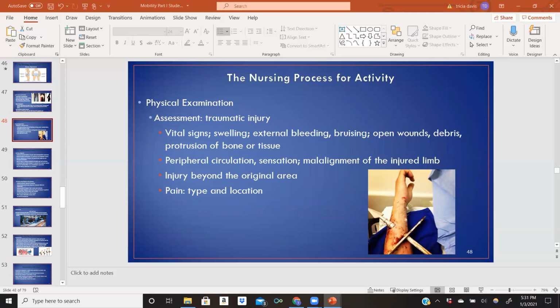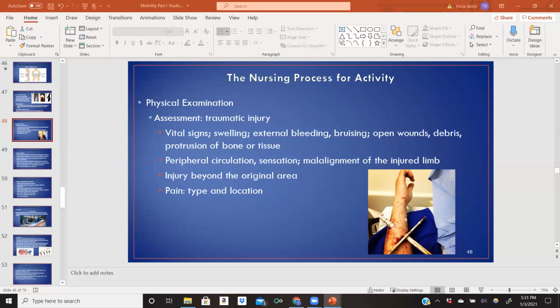So more on that physical examination. With traumatic injuries, you are going to assess those vital signs. You're going to look for swelling, any external bleeding, bruising, open wounds, any debris or protrusion of the bone or tissue, like in that nice little picture down there at the bottom. Most of the time, if you're working on a med-surg floor, you're not really going to see this. This is more your emergency room, your trauma centers.